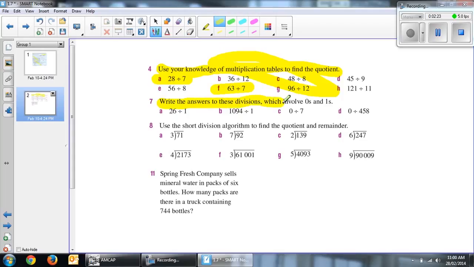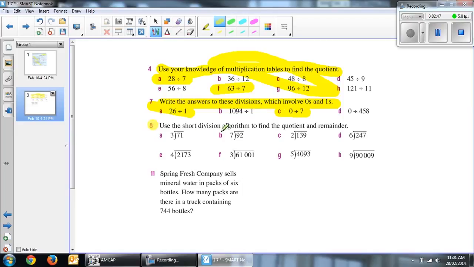Write the answers to these divisions, which involve zeros and ones. A lot of people can get confused with these. So 26 divided by 1, how many times does 1 go into 26? It goes in 26 times. 0 divided by 7 is 0. You can't divide 7 by 0.